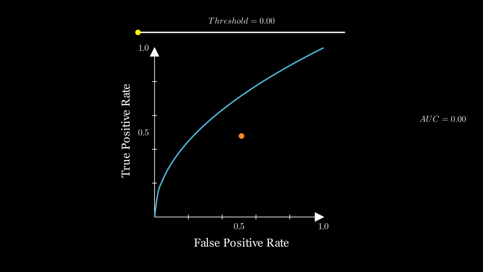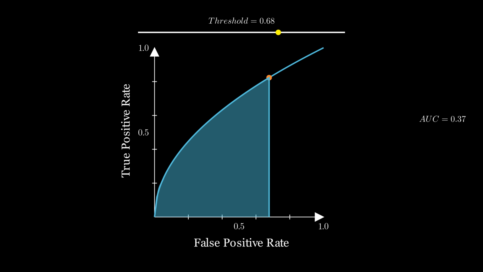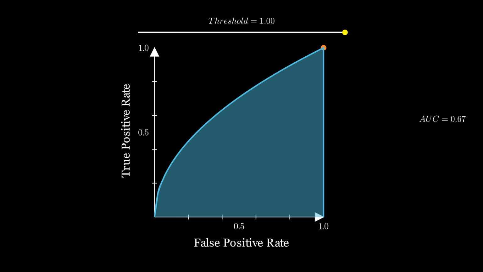As the threshold slider moves, the orange dot travels along the ROC curve. The shaded region expands, representing the area under the curve or AUC, dynamically updating its value on the screen.